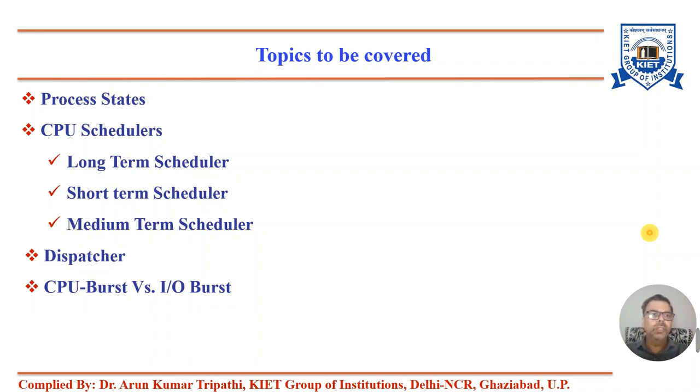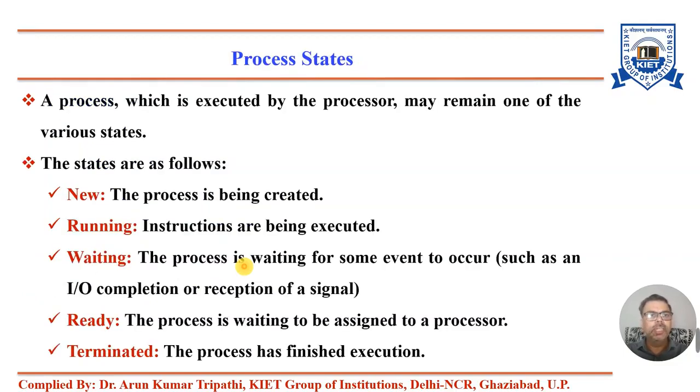Hello students. Today I am going to cover process states and CPU schedulers. Basically, these schedulers can be classified into three types: long-term scheduler, short-term scheduler, and mid-term scheduler. Then after that, the dispatcher, and the last topic is CPU burst versus IO burst. So we will discuss them one by one.